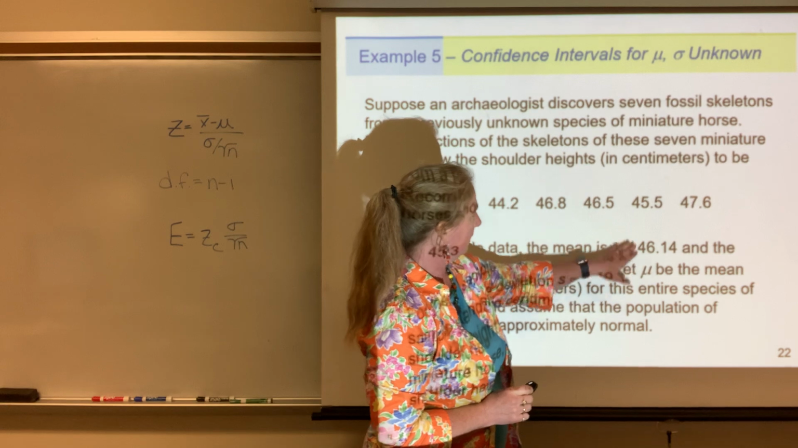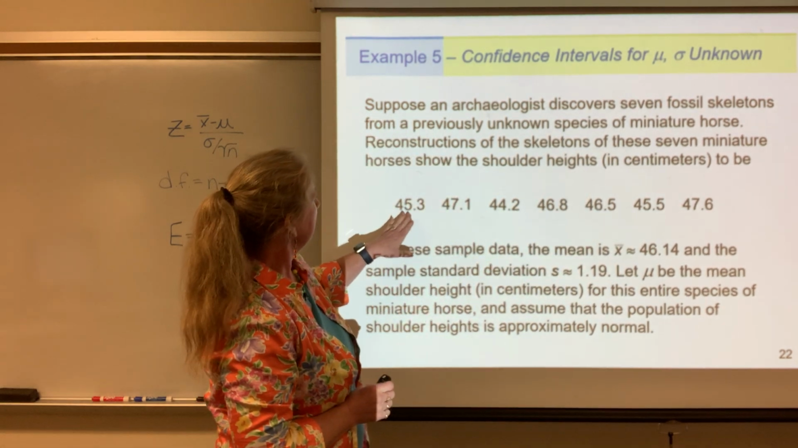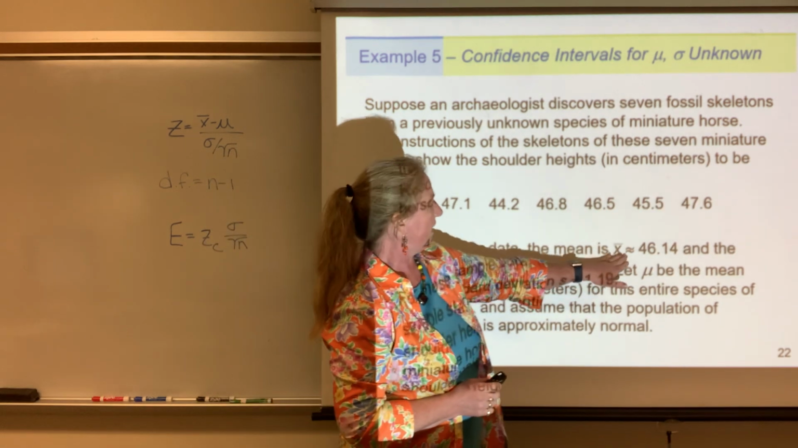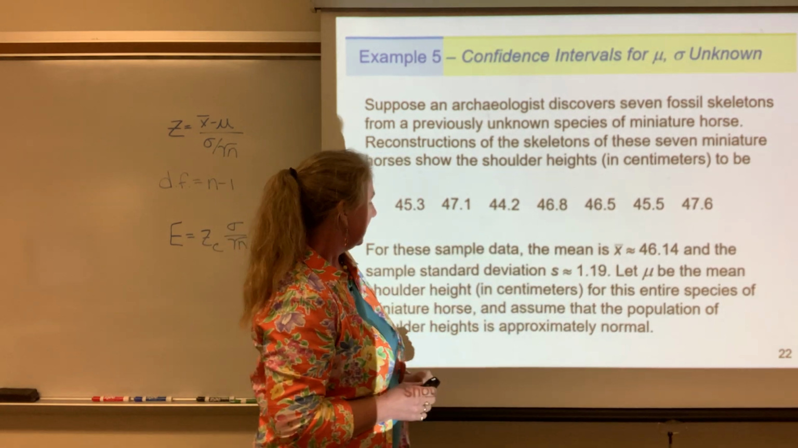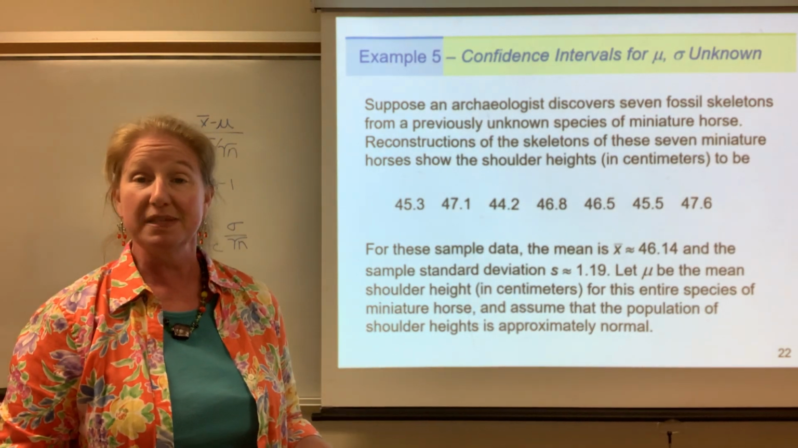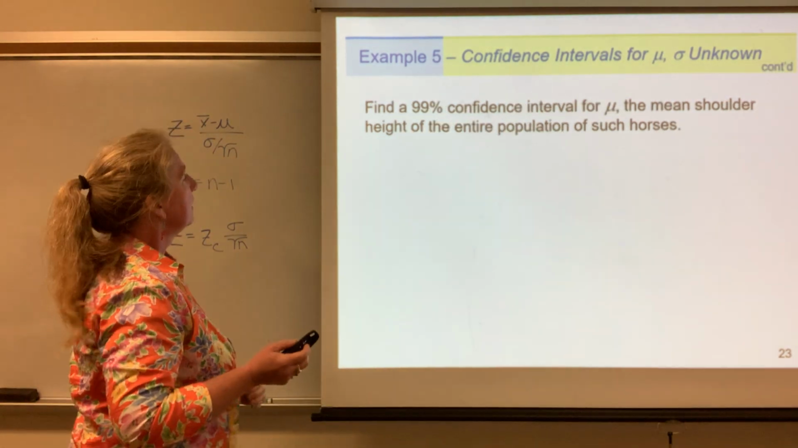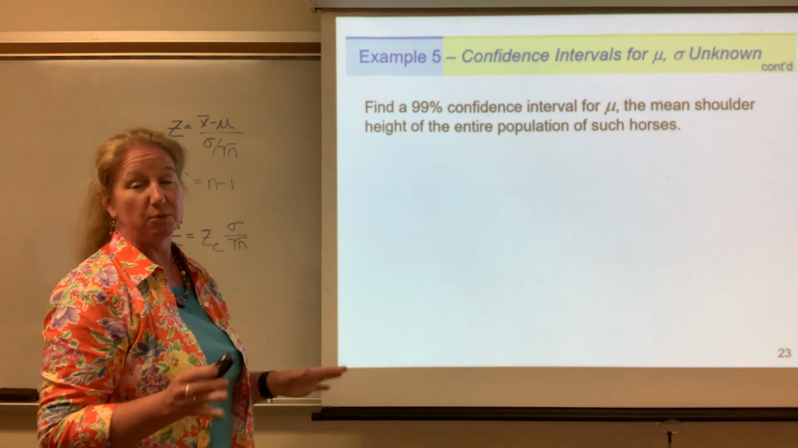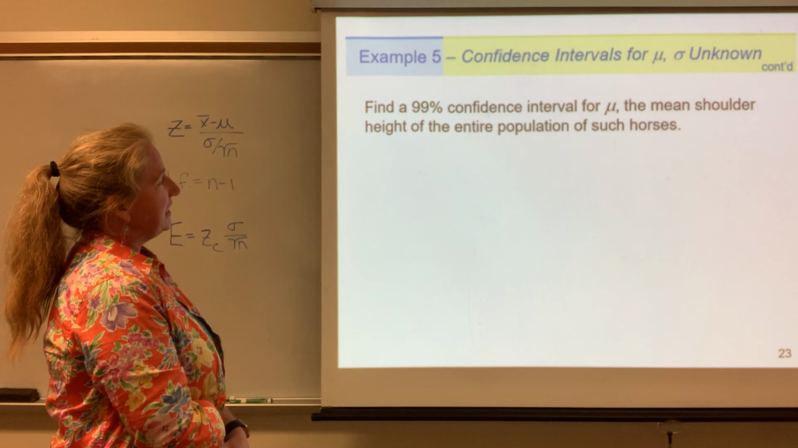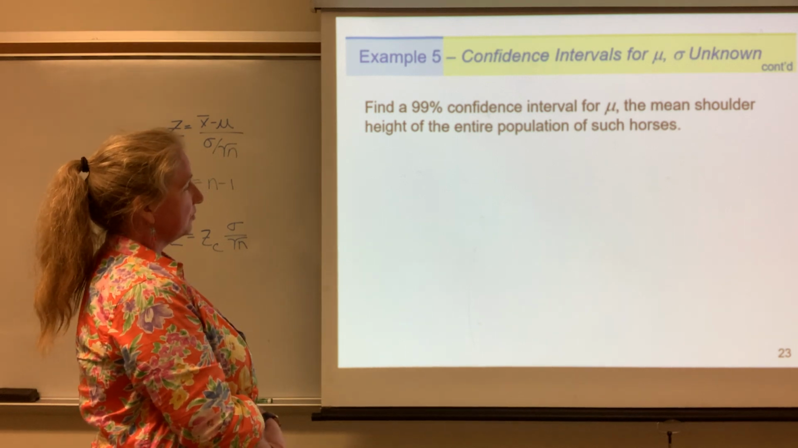So here's the mean for these values. How many? 1, 2, 3, 4, 5, oh, 7. So here's my x bar, here's my s. There are 7 values, so n is 7, so degrees of freedom will be 6. And they tell us that it's approximately normal, so it's okay that there's only 7 values. We want to find a 99% confidence interval for mu.